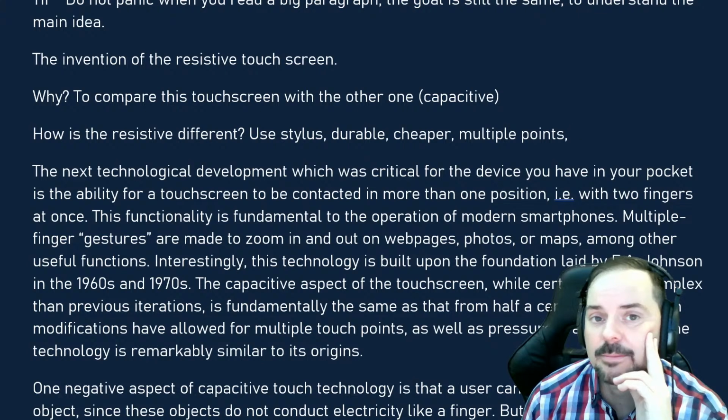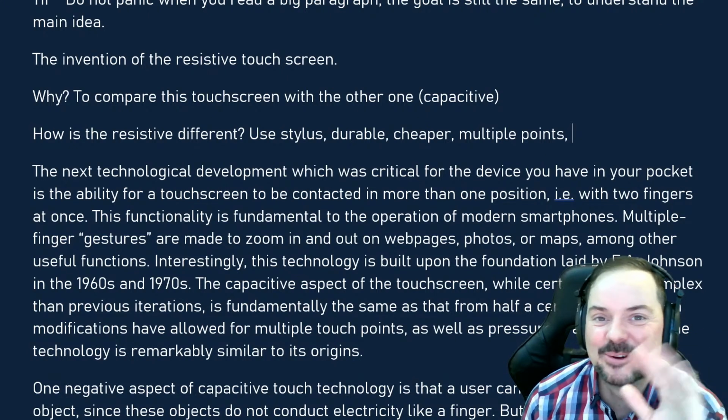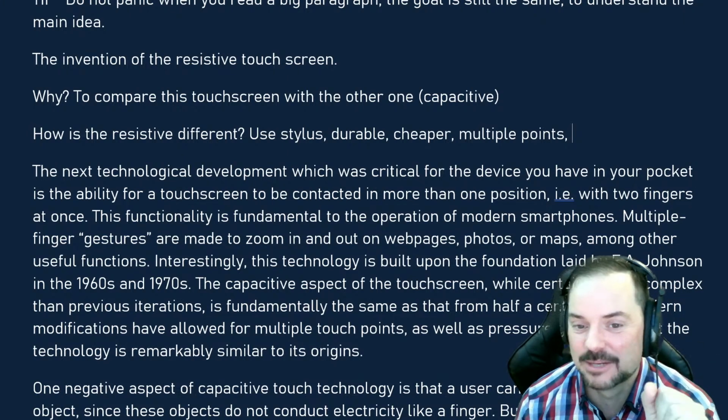I bet you know one more, a really simple one. If you really concentrate, one more. We can use the capacitive in airplanes, as I remember, and the touchscreen you use more in restaurants. No. Don't make up information. That's definitely a big no-no. Okay, if you're not sure, don't make it up. That's an important tip as well.